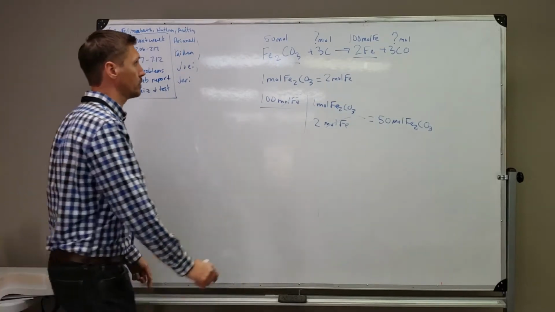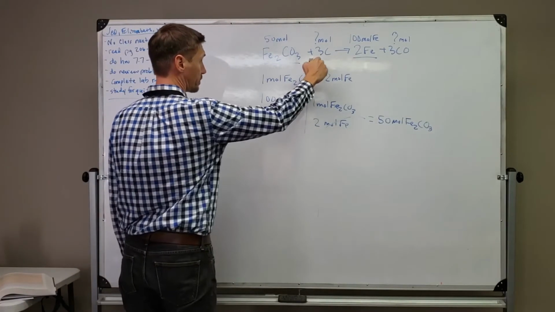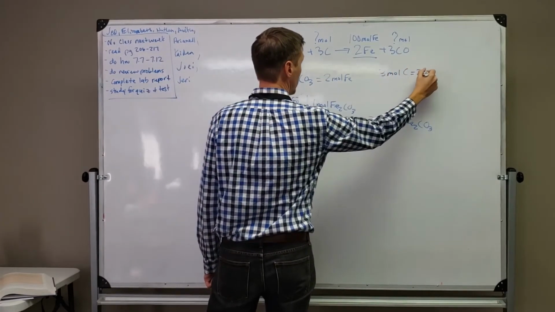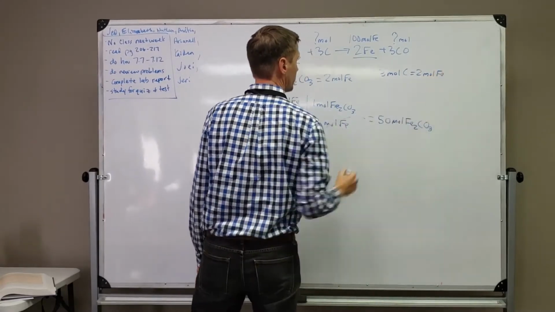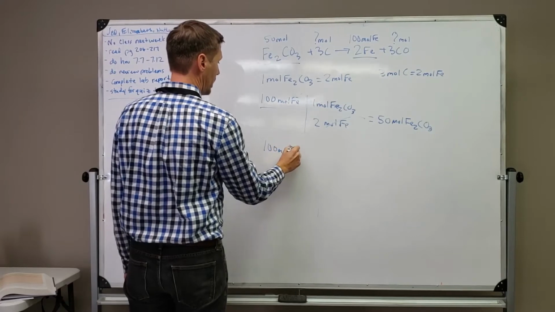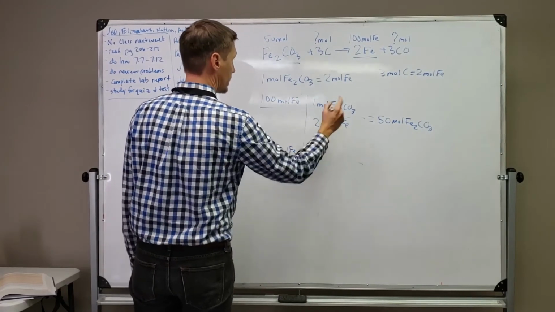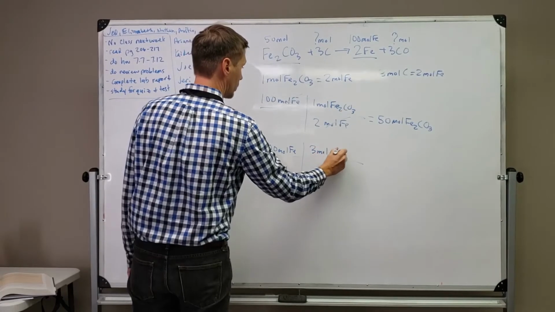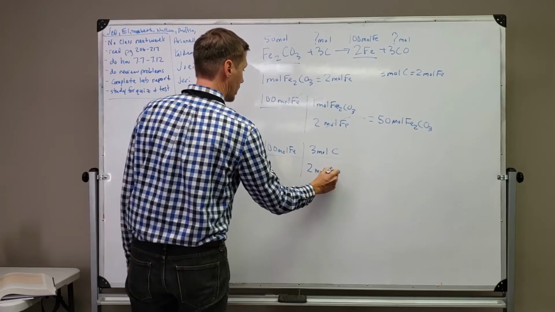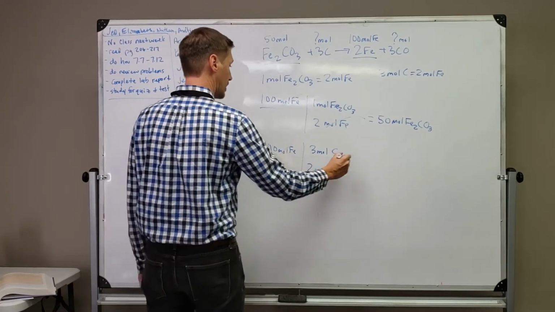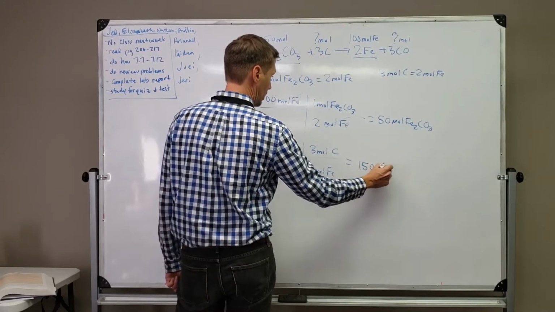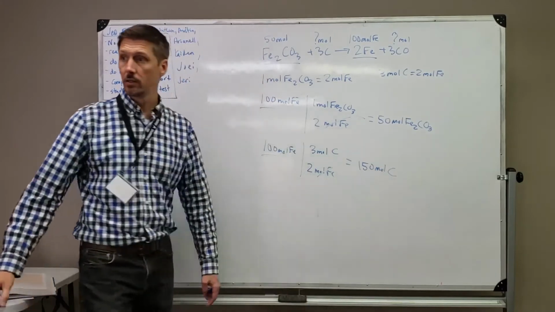What about C? Well, for C, as it relates to Fe, we know that 3 moles of C equal 2 moles of Fe. And so then I can take 100 moles of Fe, multiply that times 3 moles of C, put that on top, because that's what I'm converting to, and put 2 moles of Fe on the bottom, that's what I'm converting from, so those units will cancel out. And so we get 150 moles of C.